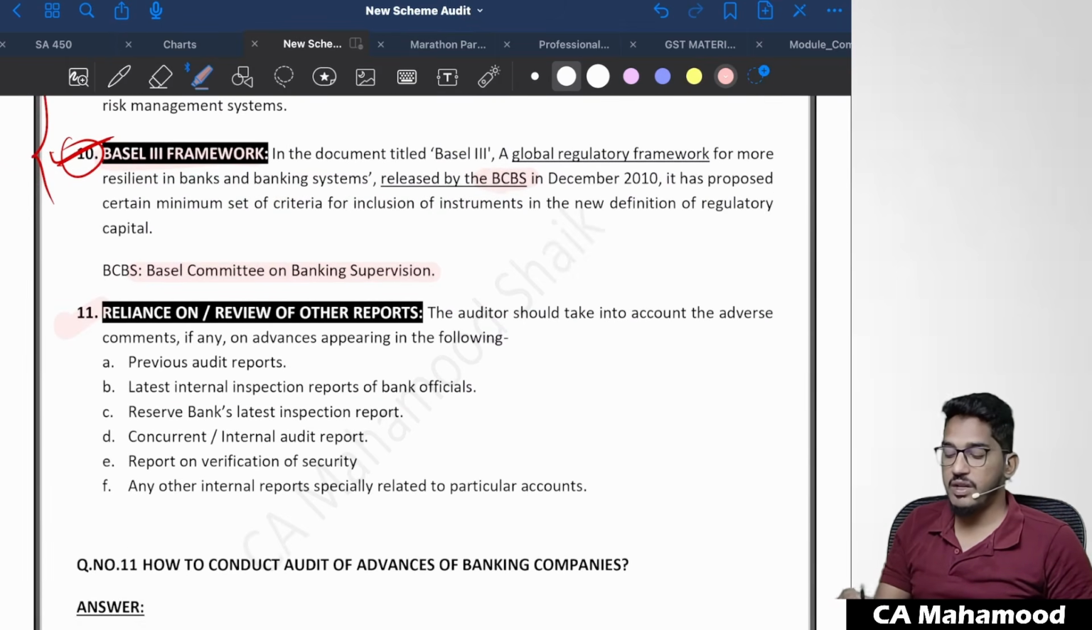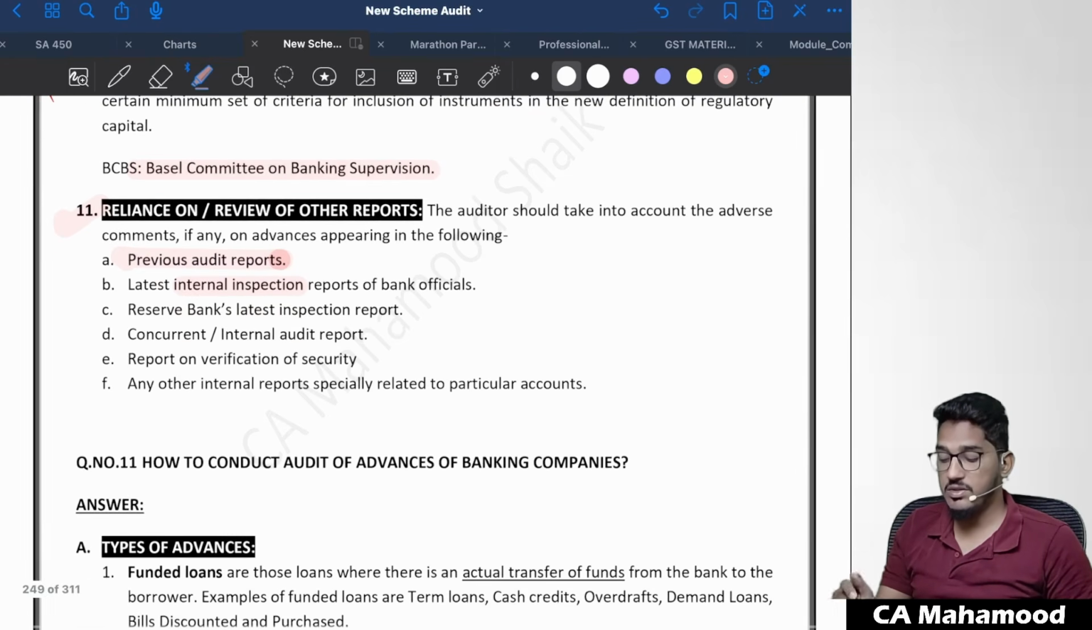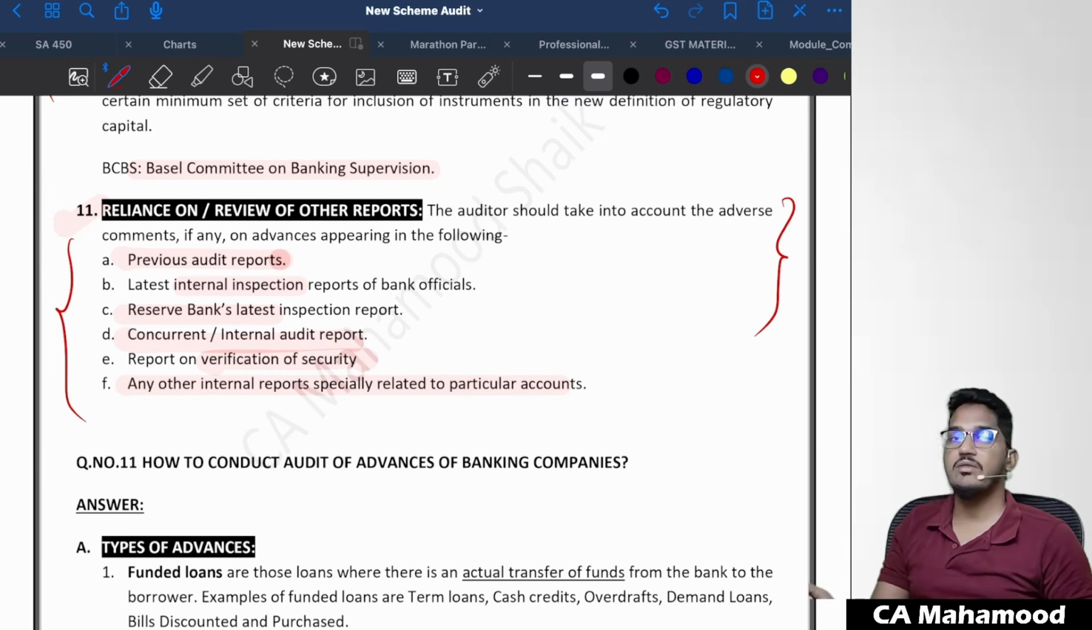And finally, you have to verify other auditors' reports. If any other reports are there in the bank, you have to go through those reports as well. That could be previous year's audit reports, that could be inspection reports by the higher bank officials like head office officials. If RBI has done inspection, check that inspection report. If an internal audit department is there, verify the internal auditors' report, the report on verification of security, or any other internal report which is available. Please read that internal report to find out whether there are any adverse comments relating to the functioning of the banks.